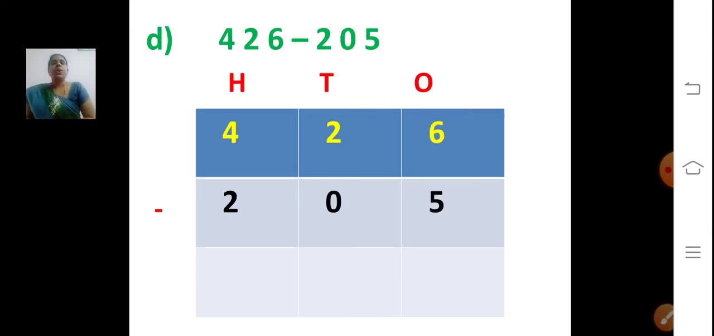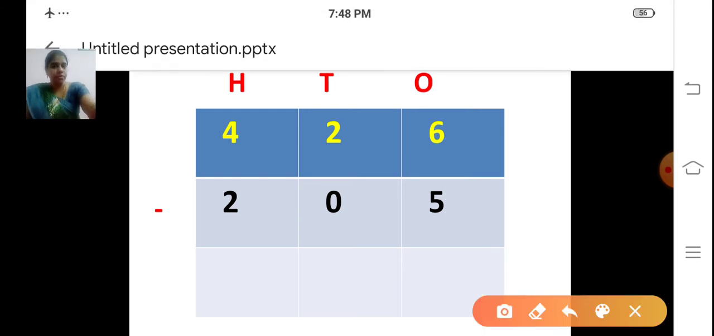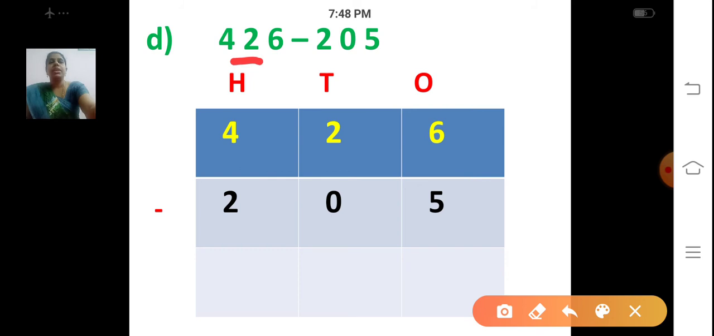We are going to subtract 426 minus 205. First, write down the numbers in the boxes in the exact places. So first, which number will you write? The bigger number, right? So 426: 6 in the ones place, 2 in the tens place, 4 in the hundreds place.